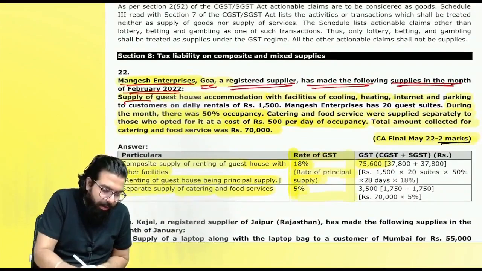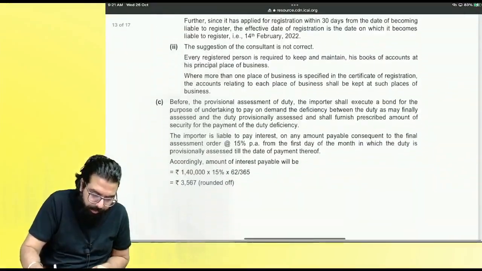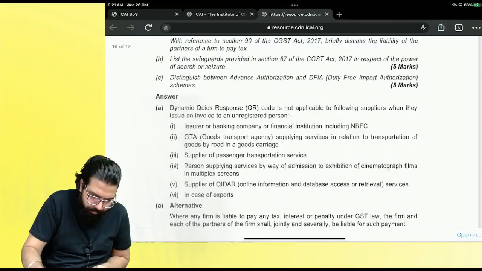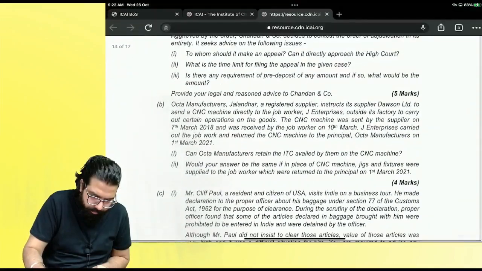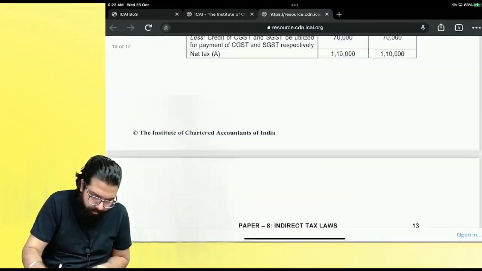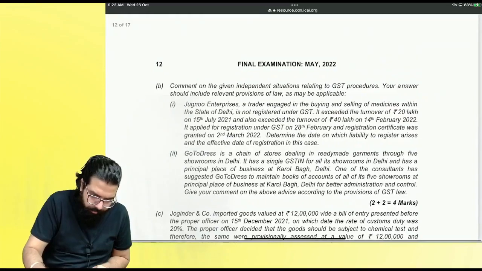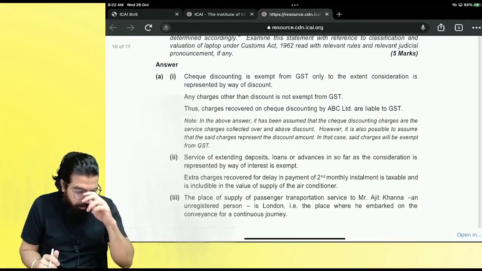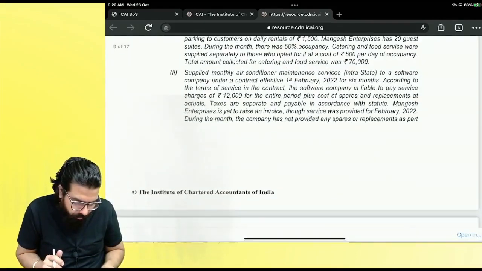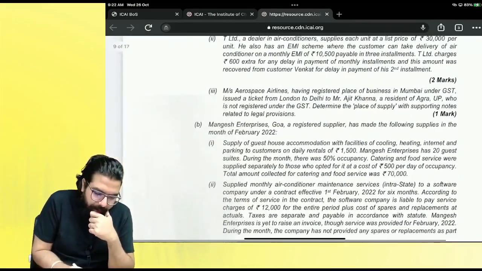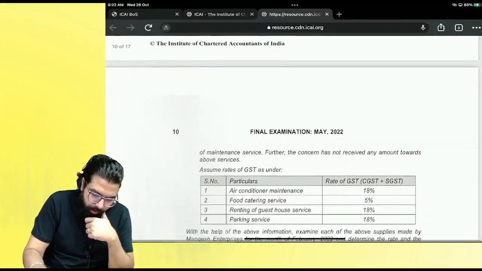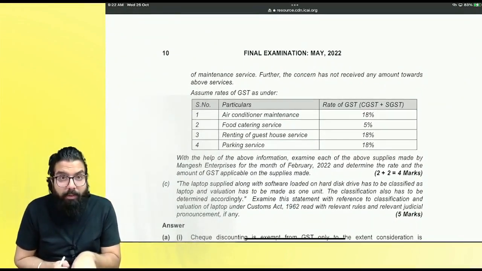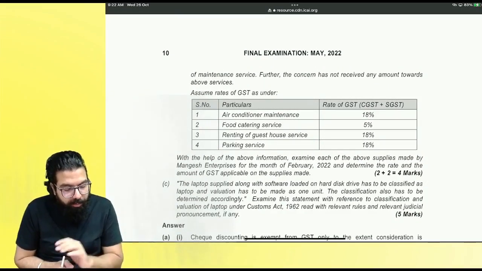Baba, the rates, I have missed out writing over here. Wait, I'll show you. May 22 paper only, no? Here. Mangesh Enterprises Goa. Can you guys see one? Here, I think, here, the rate. I missed out writing the rate. Can you see over here? Food and catering service, how much is the rate, everyone? 5%. And renting of guest house services, how much is the rate?